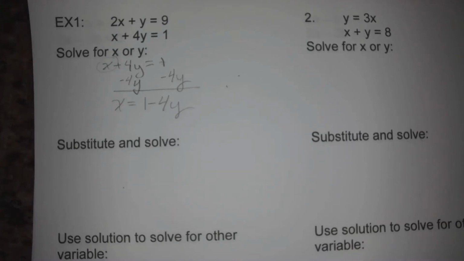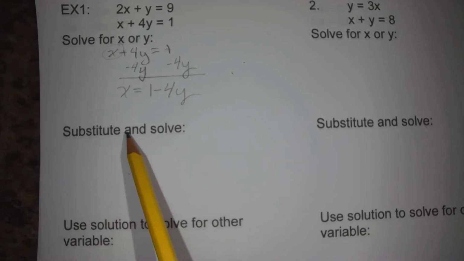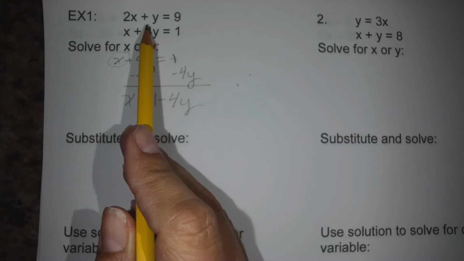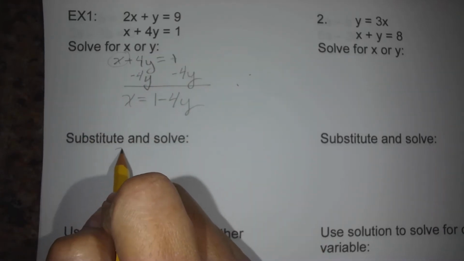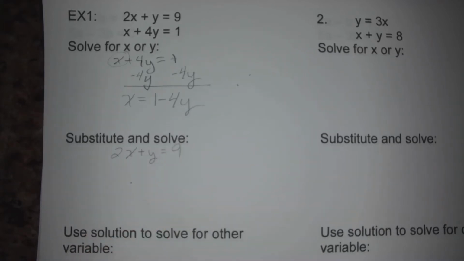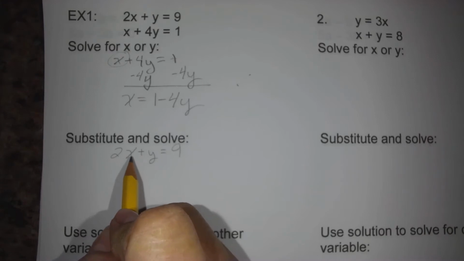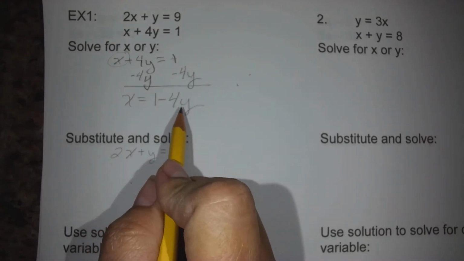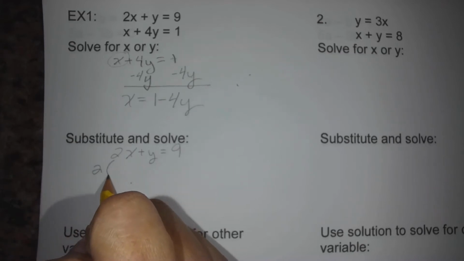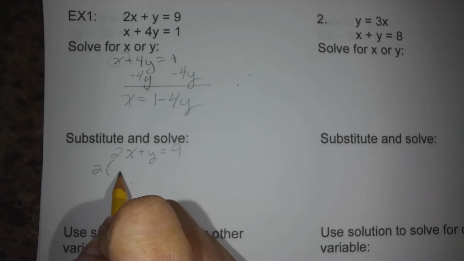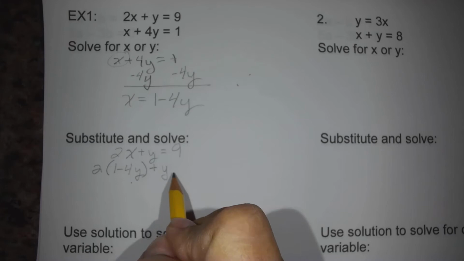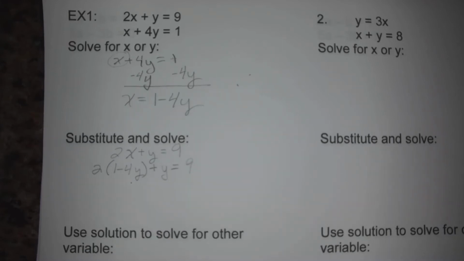Next up, we're going to substitute and solve. So I used this equation. Now I'm going to go to the other equation. My other equation says 2x plus y equals 9. So see my variable x? Well, I know x is 1 minus 4y. So I'm going to substitute that in. I'm going to replace the x, substitute the x with 1 minus 4y. And then copy down everything else and make sure I have that copied correctly.